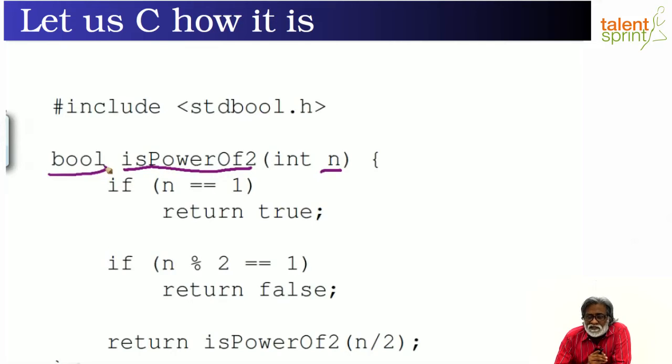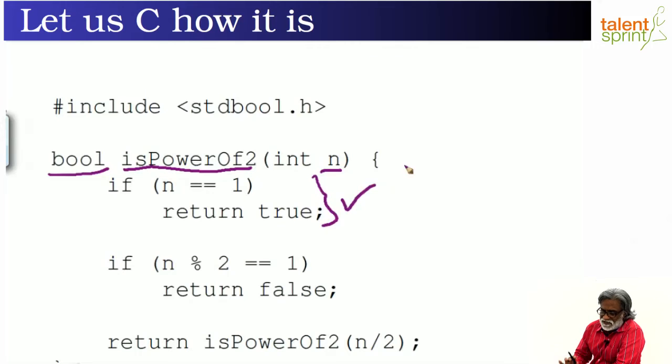If you just now discussed the algorithm, so let's go back to it. If the number is 1, it is a power of 2 because anything power 0 is 1. So that is what this part is doing. We understand that part now.